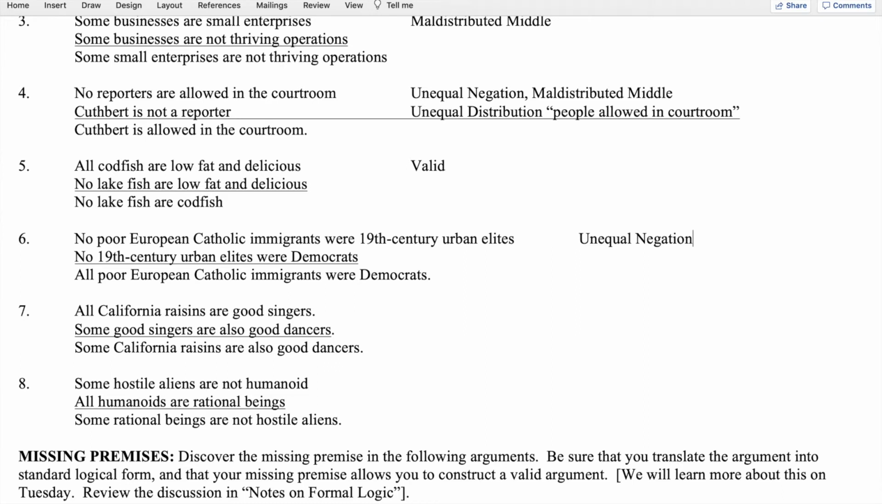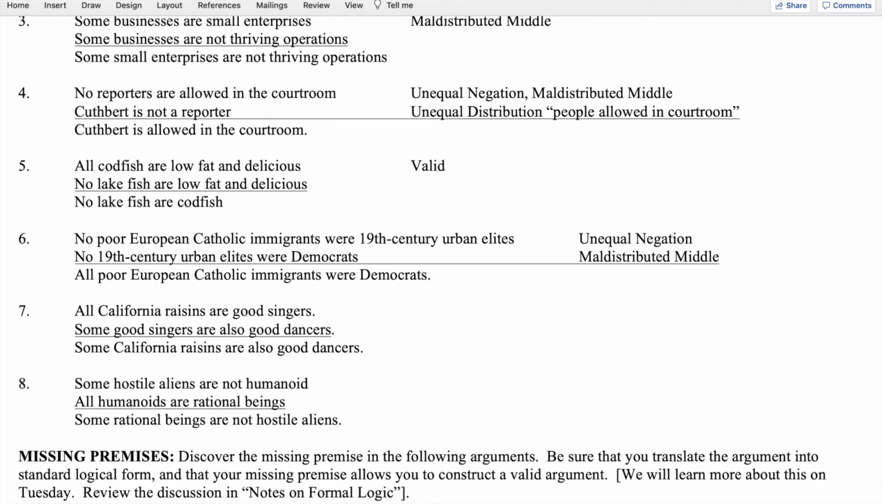Then we can look at the middle term, which is 19th century urban elites. It appears in both premises, but not in the conclusion. It is distributed in the first premise because it's predicate of a negative, and it is distributed again in the second premise because it is subject of a universal, and that's maldistributed middle because it's distributed twice, and middle terms must be distributed once and only once.